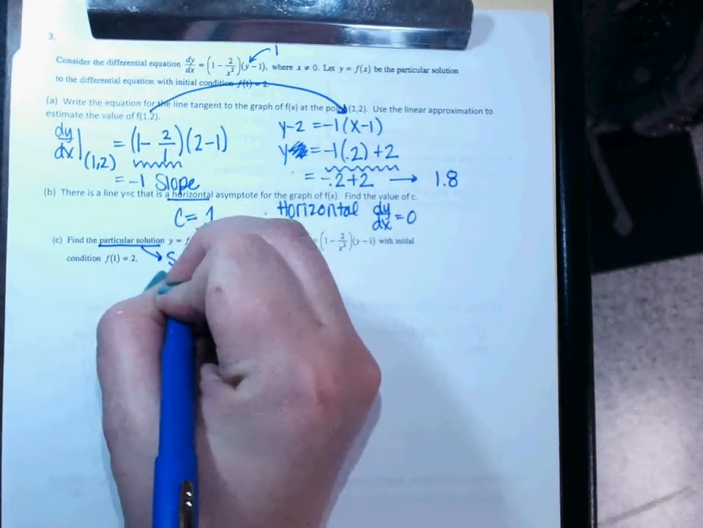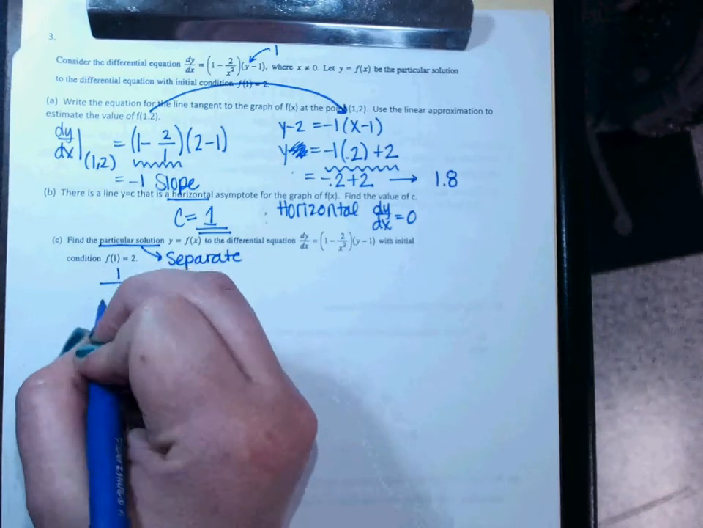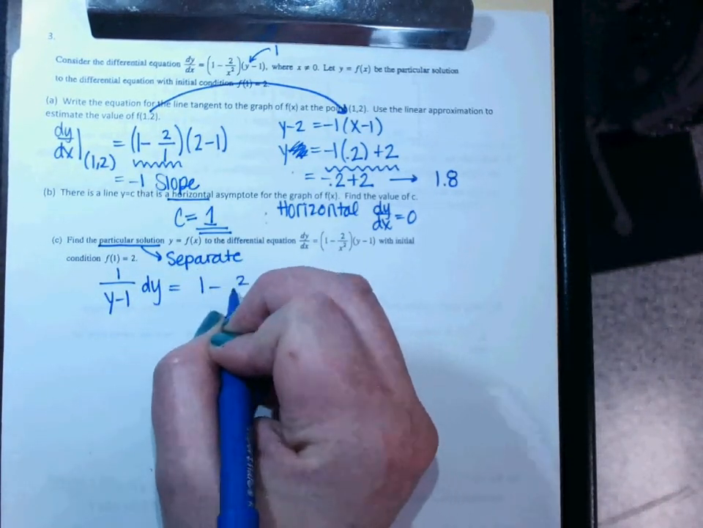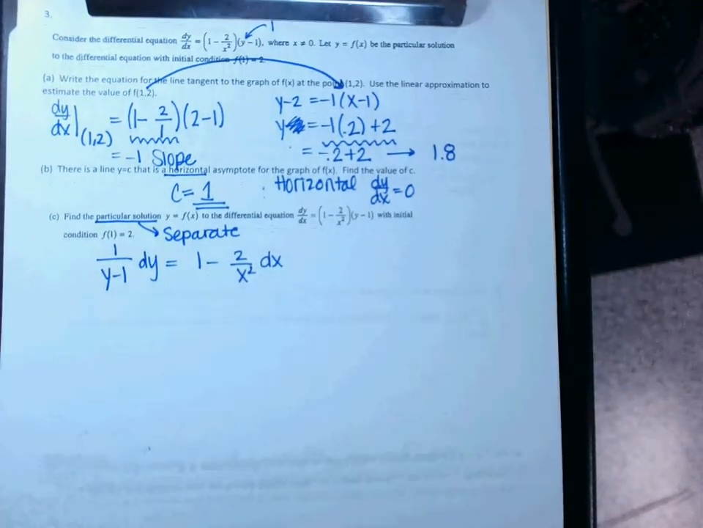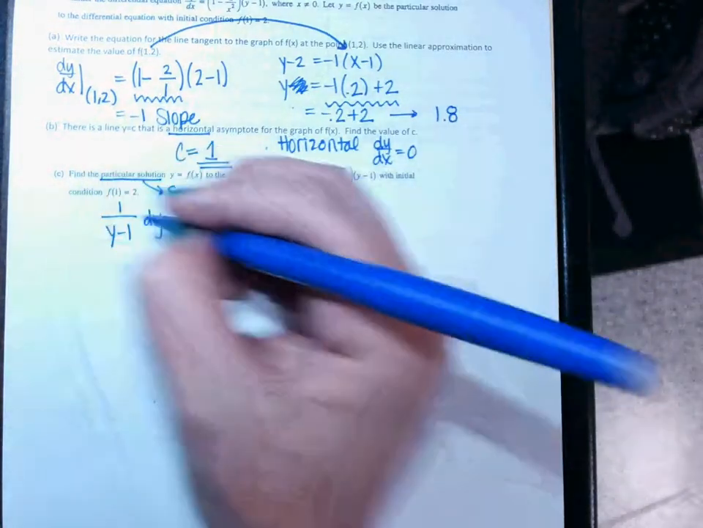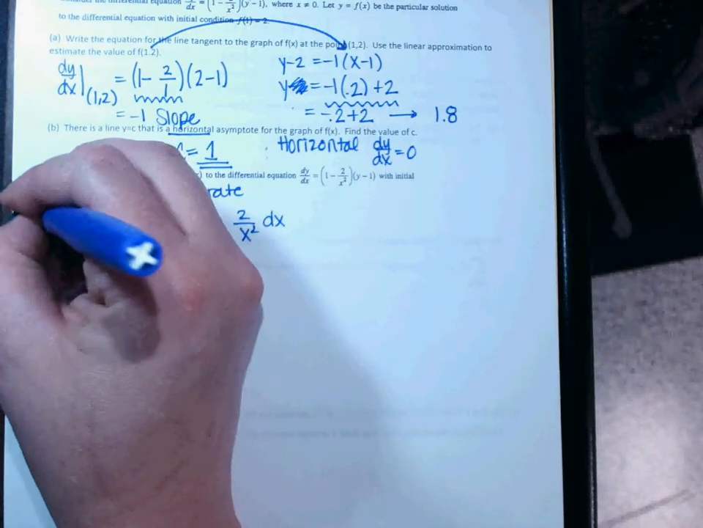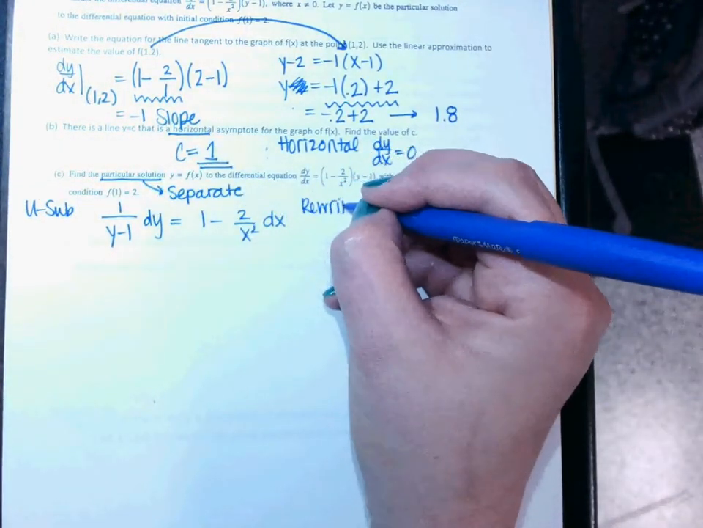Remember, you have to separate first. 1 over y minus 1 dy equals 1 minus all that stuff, and then dx, right? So 1 over y minus 1 goes on the left. 1 minus 2 over x squared is going to stay on the right. Which side is going to need u sub and which side is going to need a rewrite? U sub on the y. Okay, u sub on the y side and a rewrite on the x side.